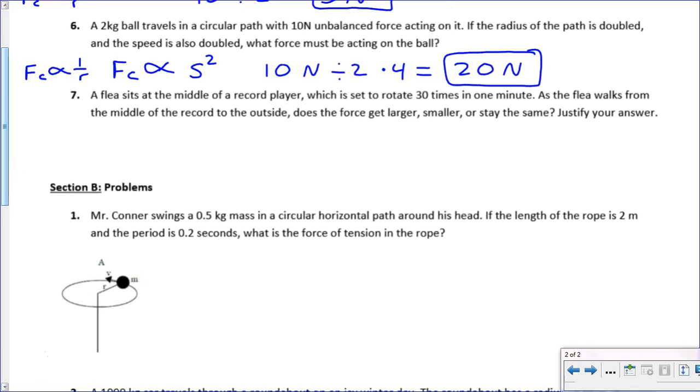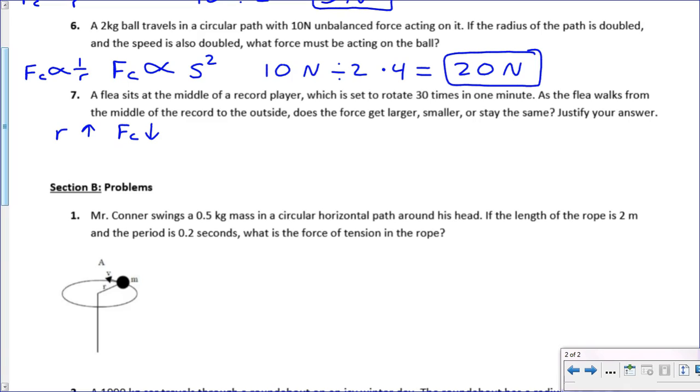Number 7 is a little bit tricky. So number 7 actually takes into account the same two proportionalities that we were looking at for number 6. It says there's a flea on a record player which rotates 30 times in 1 minute. It says the flea walks from the middle of the record to the outside. Does the force get larger, smaller, or stay the same? So in this case, you have to think about what would be changing as the flea walks towards the outside of the record. The radius is getting larger. That's one thing. All right? So radius is going up, which means that the centripetal force would go down because of the inverse relationship.